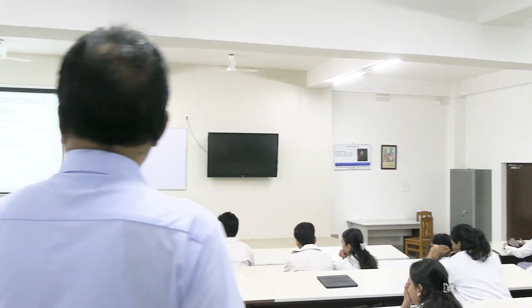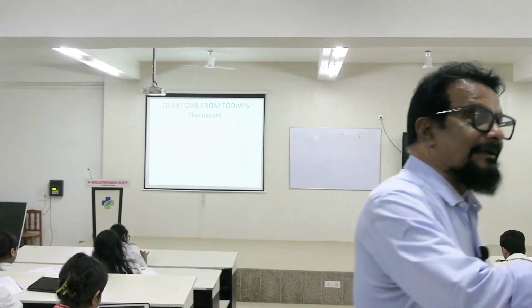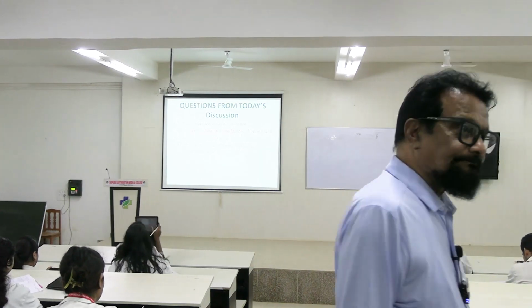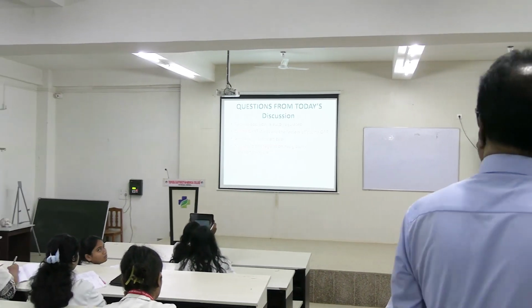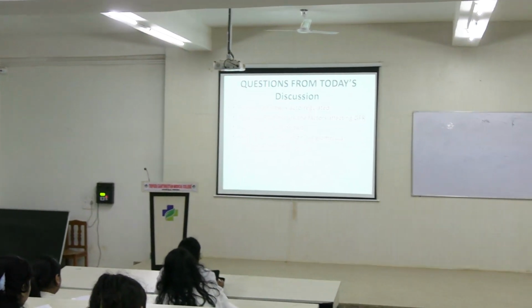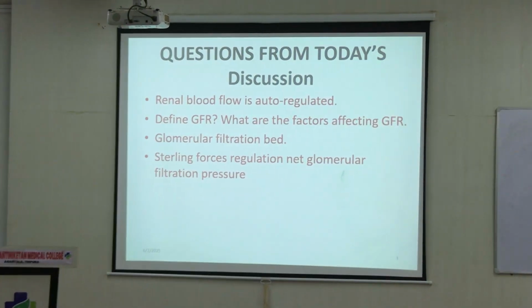And from today's part, these are the questions you may be expecting. What is this? Renal blood flow is auto-regulated. This is an explanatory question. Okay? Define GFR, glomerular filtration rate. What are the factors affecting GFR? We will discuss it. And glomerular filtration rate.